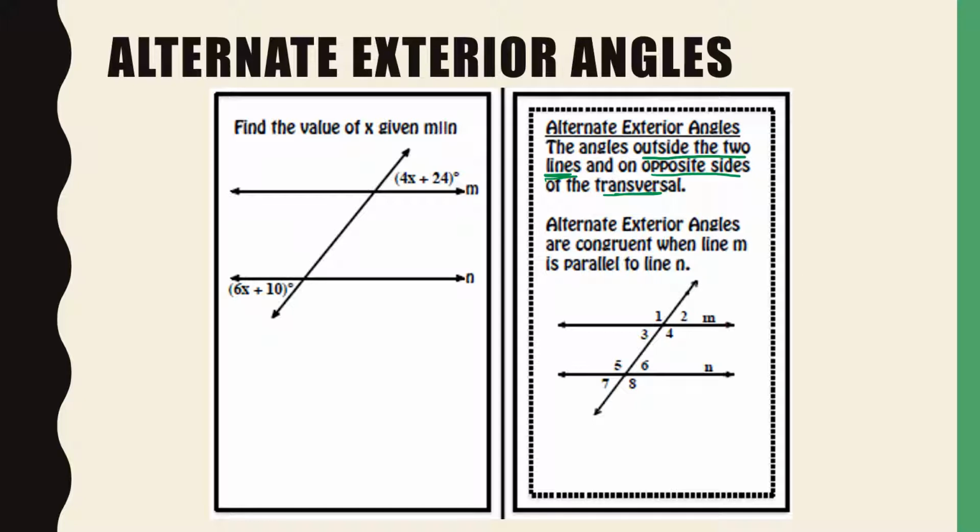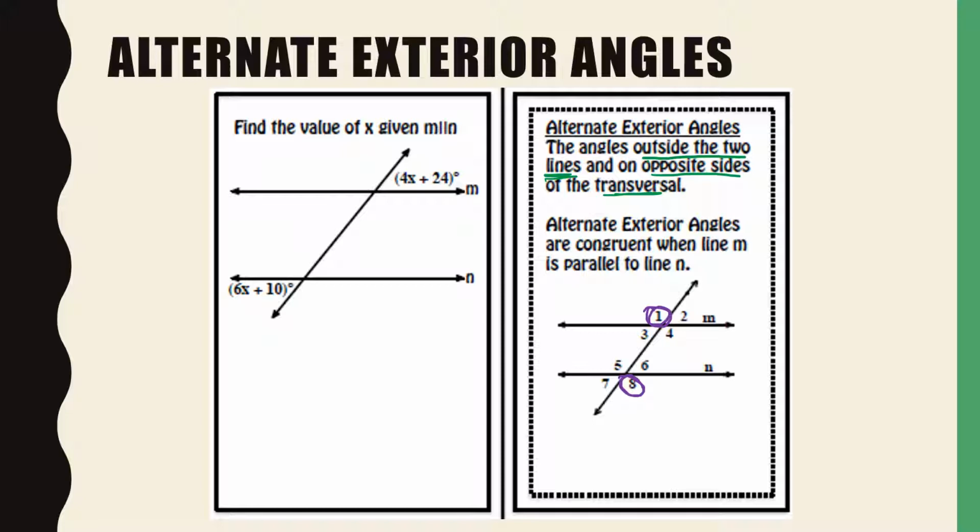They have to be outside of M and N. So the numbers we're dealing with this time are 1, 2, 7, and 8. When I talk about measure of angle 1, it's on the outside of the line. Now, opposite of that would be 8. Remember, they have to each touch the line. One has to be touching line M and one has to be touching line N. So 1 and 8 are both outside of my parallel lines and they're on opposite sides of that transversal.